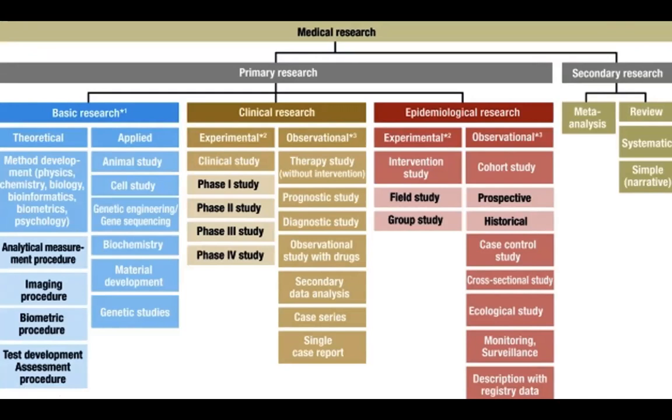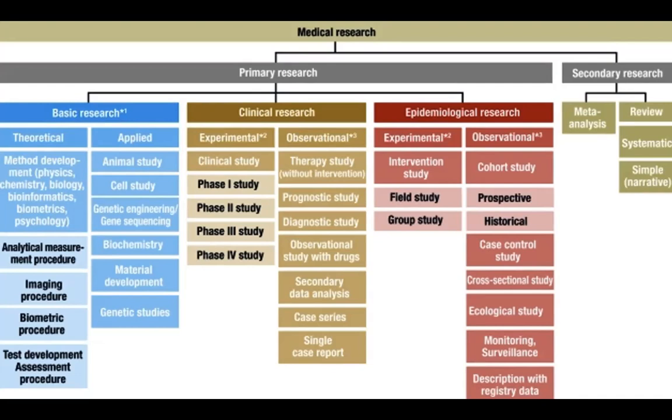So in the primary research, we have three components. One is the basic research. Basic research, when you are analyzing something, when you are imaging procedures, then it is called theoretical. When you are going to do some applications, animal studies, cell studies, genetics, these are the basic things you are going to create.